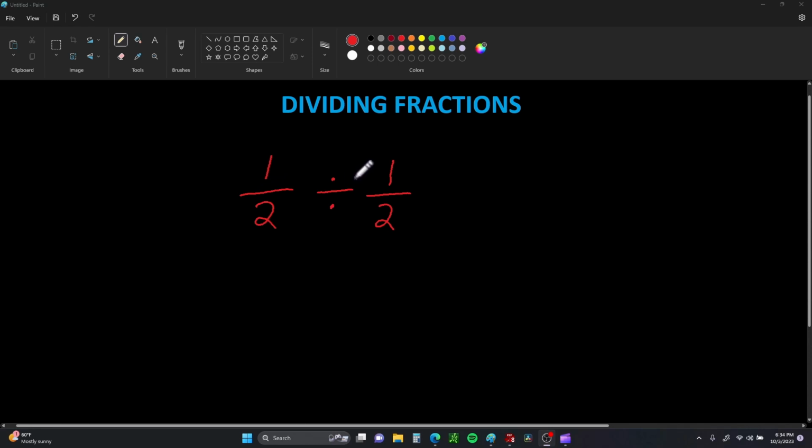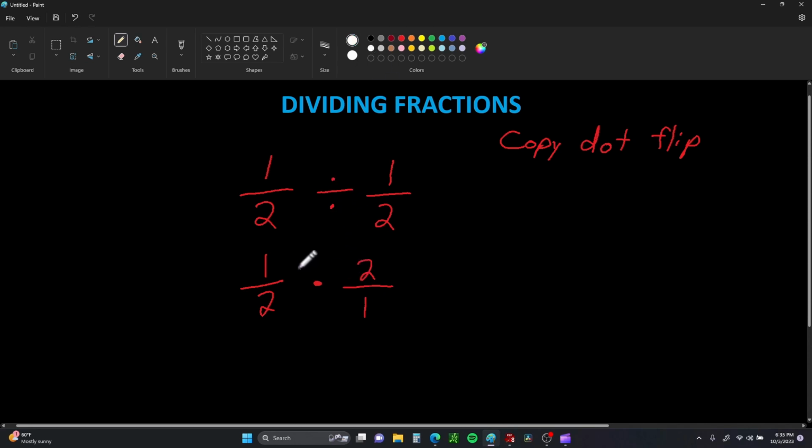But in order to do this problem, a lot of students have heard before something called copy dot flip. Copy dot flip gets its name from copying the first fraction. The dot is meant to show that you're turning it into multiplication, and a dot is often used to indicate multiplication, and then the flip is the second fraction. So I copy the first one, turn this from division into multiplication by putting a dot there, and then flip the second fraction.